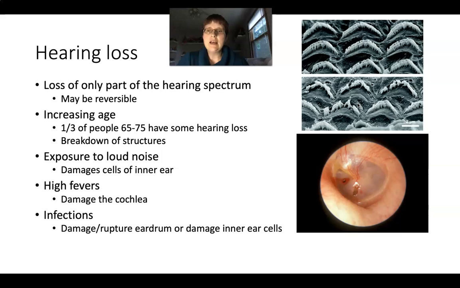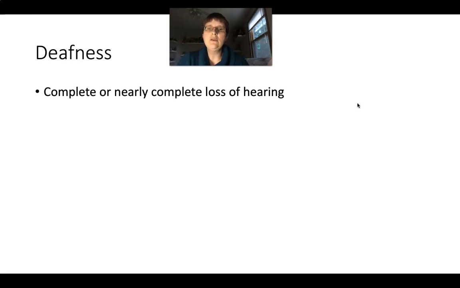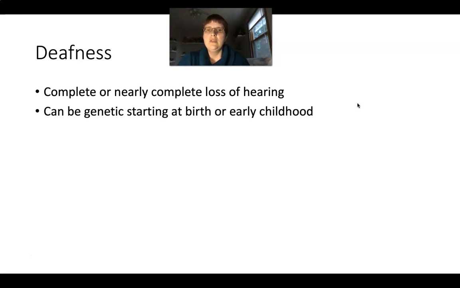So hearing loss, that's loss of only part of the hearing spectrum. Deafness, on the other hand, is complete or nearly complete loss of hearing. So you can be considered deaf, just like you can be considered blind and still be able to hear a little bit of the auditory range. This can be genetic. So there are people who are deaf at birth or starting in early childhood where they lose their hearing over time.